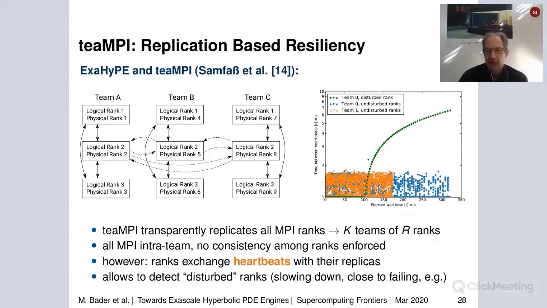So in the right plot, this is an artificial study where one team is slowed down, and you can actually see the time between the heartbeats, and from this time you can identify which rank is slowing down, and you can react to it, for example, by migrating load away from it.